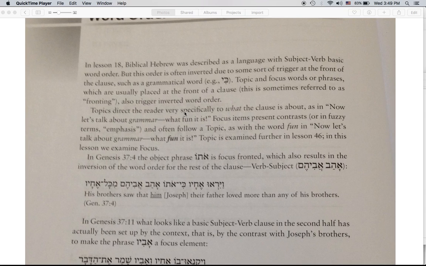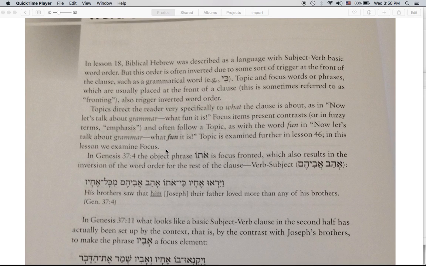Topics direct the reader very specifically to what the clause is about, as in "Now let's talk about grammar. What fun it is." Focus items present contrast, or in fuzzy terms, emphasis, and often follow a topic, as with the word "fun" in "Now let's talk about grammar. What fun it is." Topic is examined further in Lesson 46. In this lesson, we will focus on focus.